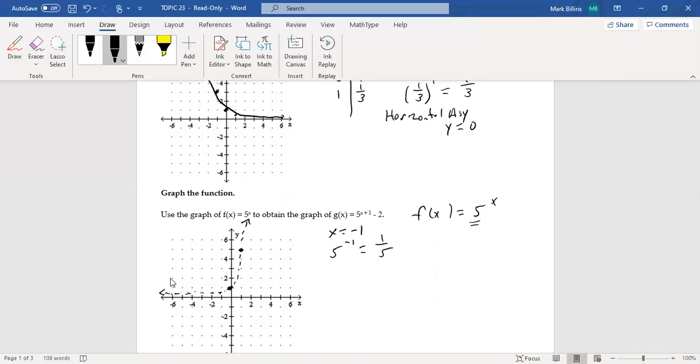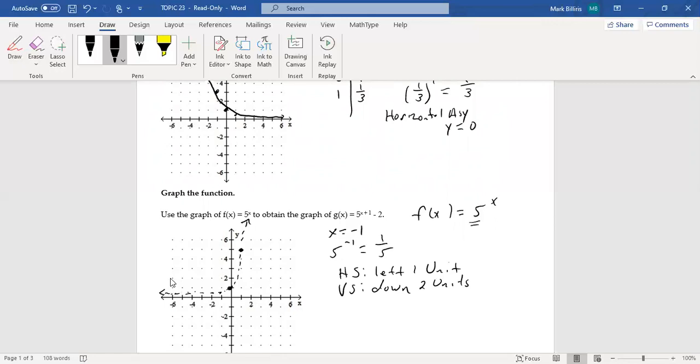Now let's look at the transformations. So keep in mind, when a value is affecting the x, that's going to be a horizontal shift. So we're going to have a horizontal shift in this case to the left 1 unit. And remember, when we're adding and subtracting to our function, that's a vertical shift. So since it's minus, our graph's going to shift down 2 units. So that shifts our horizontal asymptote as well.